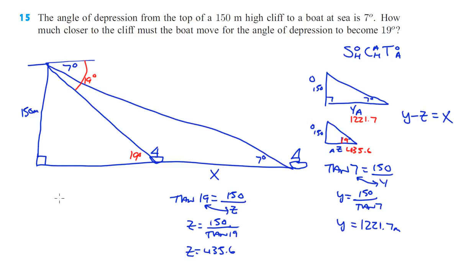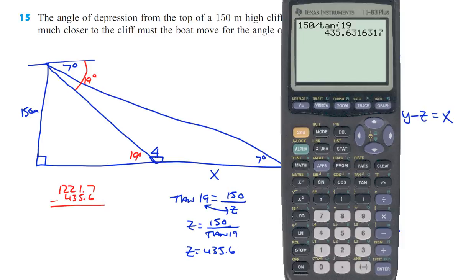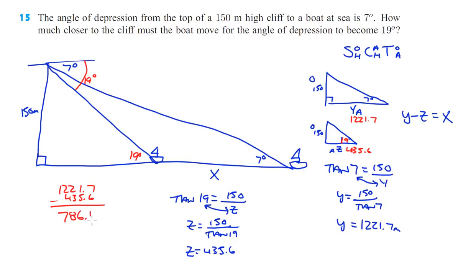So all we have to do to figure out this X distance is subtract these two from each other. We take 1221.7 minus 435.6, and that will tell us how much closer the boat needs to move to be at an angle of 19 degrees. That gives us 786.1, so about 786 meters. That one takes a little bit more work to figure out, but those are good ones that really make you think. Let's see, we got a couple more here.